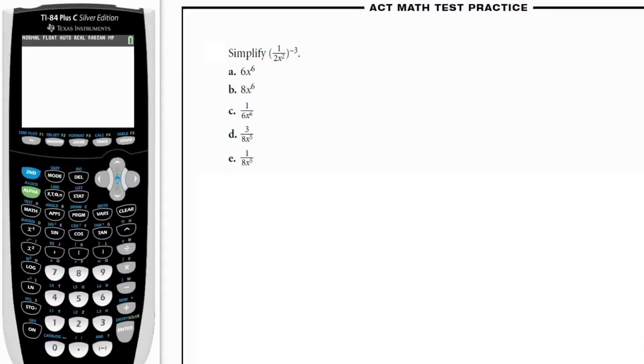In this video, we are going to learn how to solve this ACT math question easy and fast using the TI-84 Plus scientific calculator. Alright, so the question says simplify 1 over 2x squared, in brackets, to the power negative 3. The very first thing we have to do to solve this kind of problem will be to use the calculator to put it in the first mode.